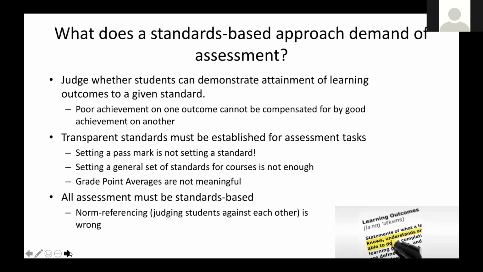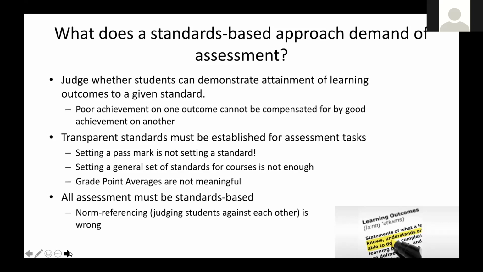We now have a legal framework in Australia that says if you declare a learning outcome, then you must assure that it's been met. So we're now taking learning outcomes very seriously, and we're taking the assurance of these very seriously. And what that means is that setting a pass mark isn't setting a standard. You can't set a general set of standards for courses. It needs to be very specific to each one. And it also means that grade point averages are not meaningful because they are averaging things that cannot be averaged.